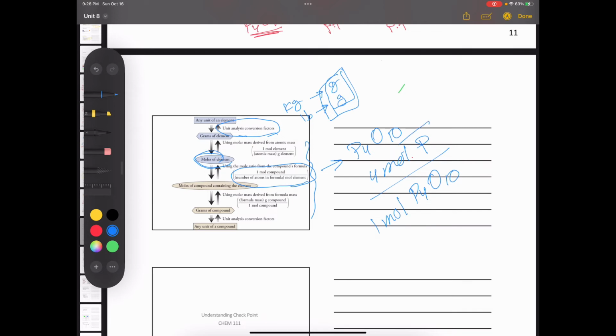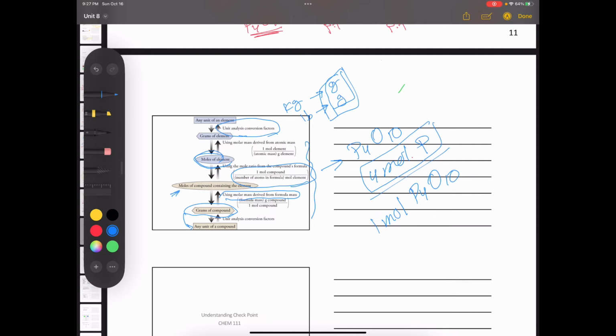So once you have converted the unit that you started with down to moles of phosphorus, at this point you can use the mole ratio from the compound formula. Then you calculate the moles of the compound containing that element. Then, using the molar mass derived from the formula, again by adding up all the atomic masses from the periodic table, you will convert this mole into grams. And then at the end you will convert your grams to any unit that you desire based on the question that you've been asked to do.